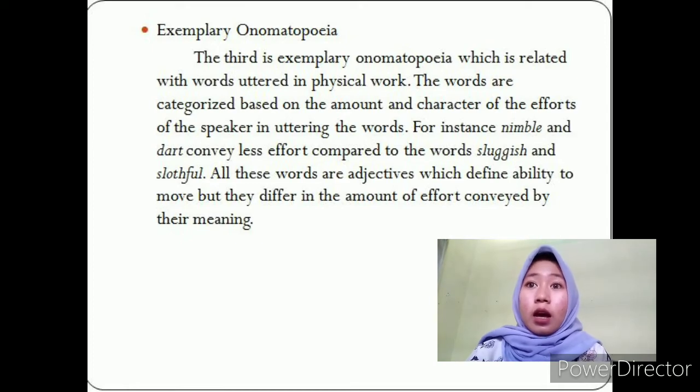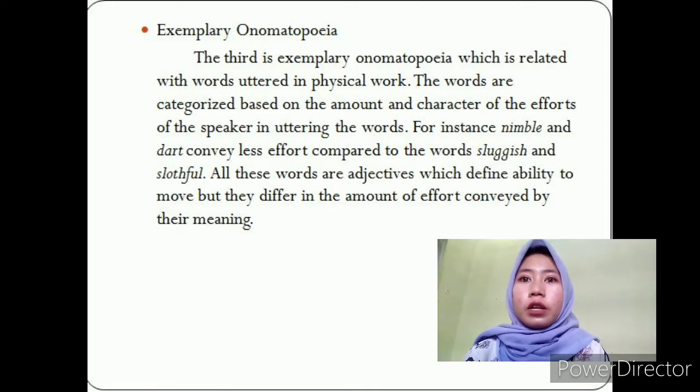The third is exemplary onomatopoeia, which is related with words uttered in physical work. The words are categorized based on the amount and the character of the effort of the speakers in the uttering the words. For instance, sluggish and slothful. All these words are adjectives which define ability to move, but they differ in the amount of effort conveyed by their meaning.